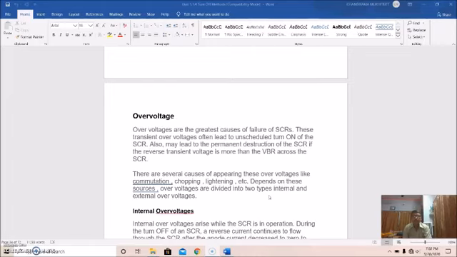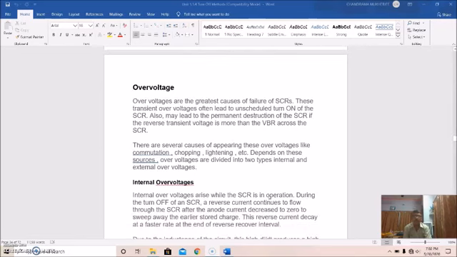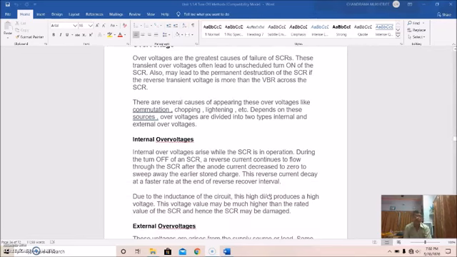This depends on these sources. Overvoltages are divided into two types, internal and external overvoltages. What is the cause behind internal overvoltage, or how is it generated? Internal overvoltage arises when the SCR is in operation. During turn off of the SCR, a reverse current continues to flow through the SCR after the anode current decreases to zero, to sweep away the earlier stored charges. This reverse current decays at a faster rate at the end of the reverse recovery interval.